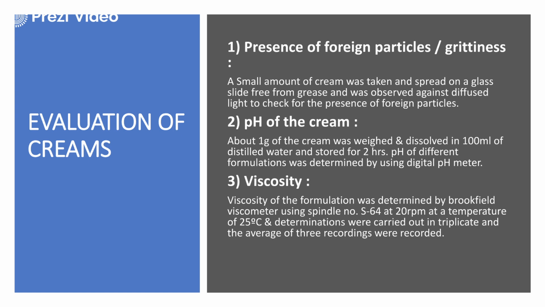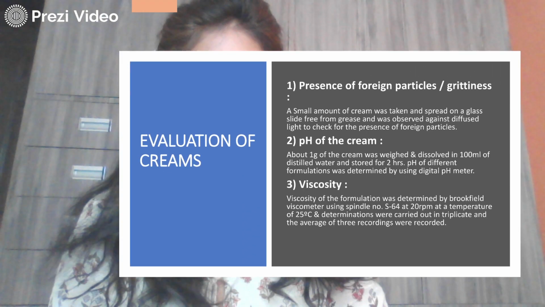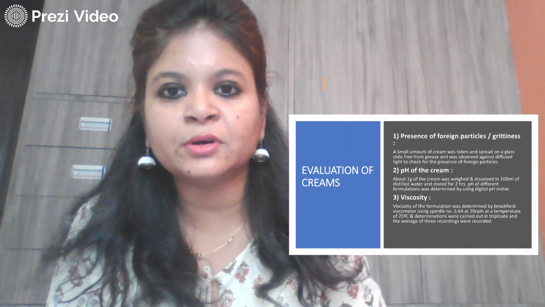Then there is the viscosity of the formulations. The viscosity of the creams has to be homogeneous throughout the batch. So it is checked by using various Brookfield viscometers at different RPM and temperature conditions, and these are recorded.